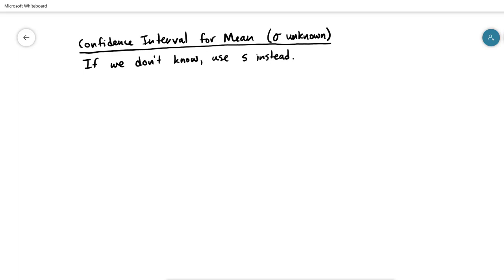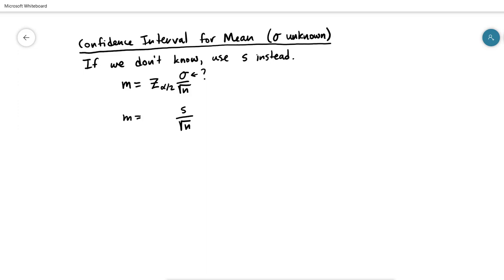And so later on, when we try to compute the margin of error, which looks like our critical value z sub alpha over 2 times sigma over the square root of n, here's our formula for the margin of error, we don't have this piece anymore. And so instead, I'm going to replace it with s over the square root of n.